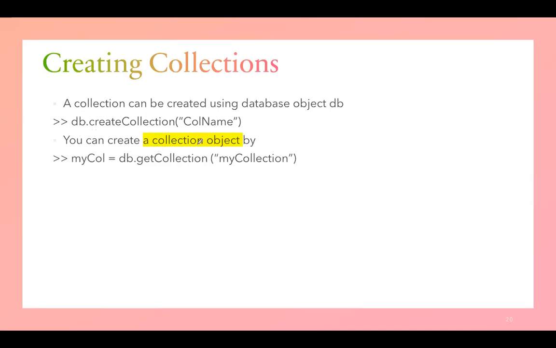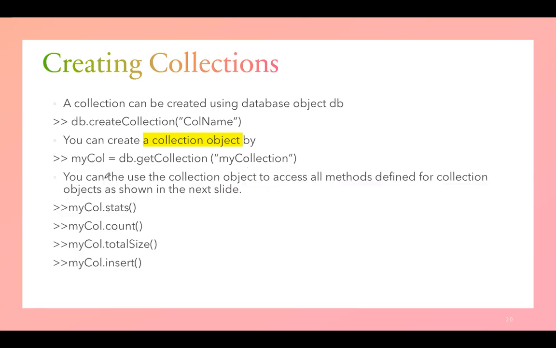You can create a collection object by my collection equals DB get collection, and this will be a collection object, right? This is just the creation of that collection. If you want to further manipulate or get access to that collection, you would like to create an object that points to that particular collection. Now I can insert documents into that collection as needed. So once I have this object, I can do a whole lot of things.